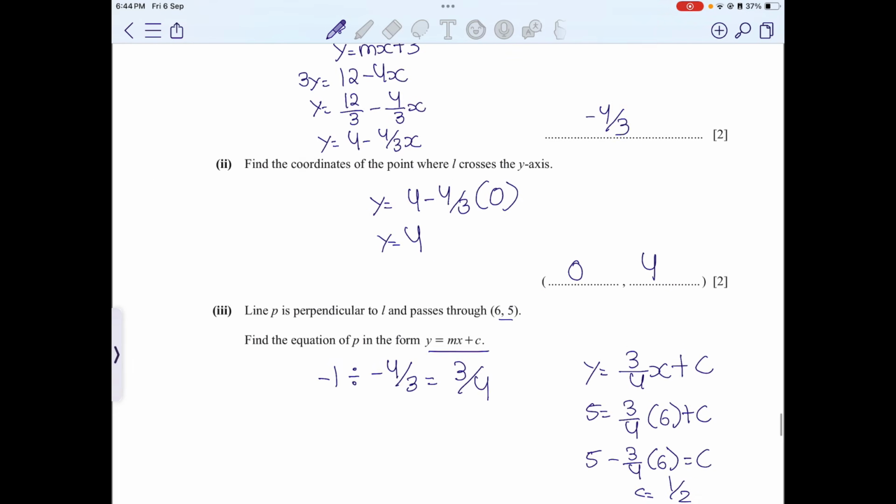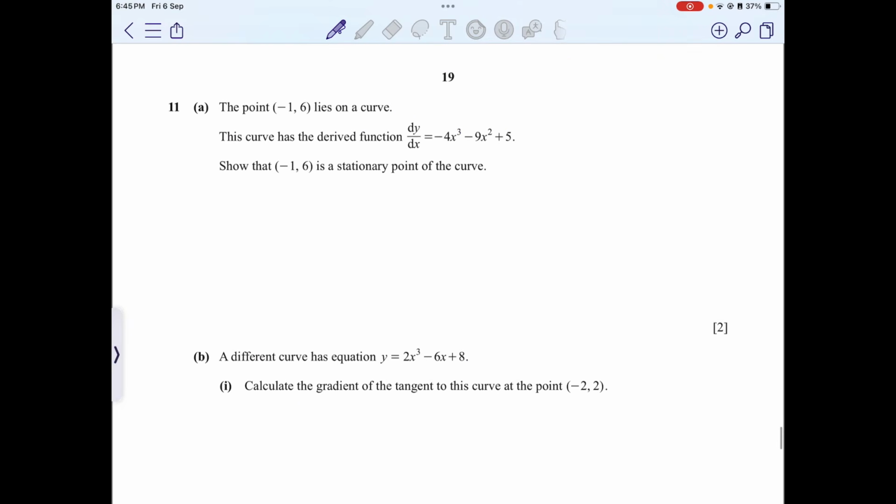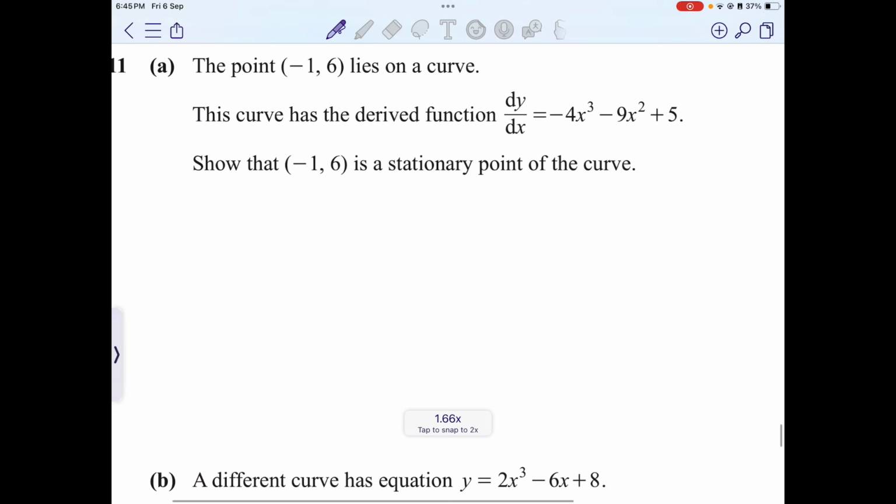So this was question number 10. I hope this question is clear. Now moving on to question number 11. Question number 11 says that the point (-1, 6) lies on a curve, and this curve has a derived function of negative 4x cubed minus 9x squared plus 5.